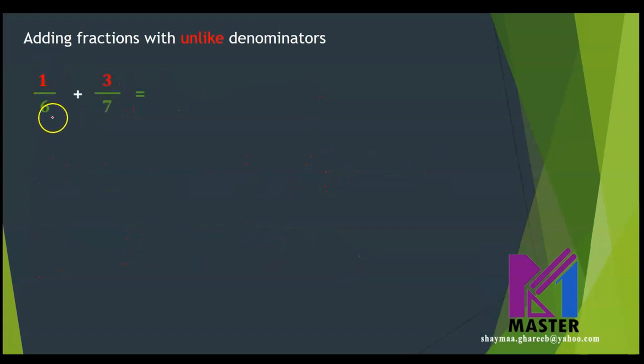Now, one more example, 1 over 6 plus 3 over 7. So what is the least common multiple between 6 and 7? It is 42. So I need to change the 6 to be 42 by multiplying by 7. And this 7, I will multiply it by 6 to give me the 42. So I will do it up and down as we used to do with equivalent fractions. So the new fractions will be 7 over 42 plus 18 over 42. Then the answer will be 25 over 42. Can I simplify it? No, this is the simplest form.